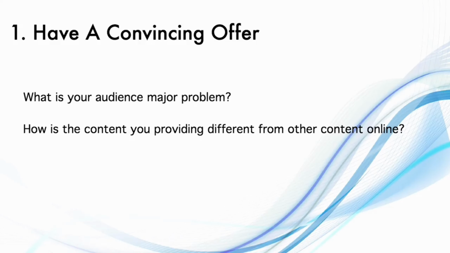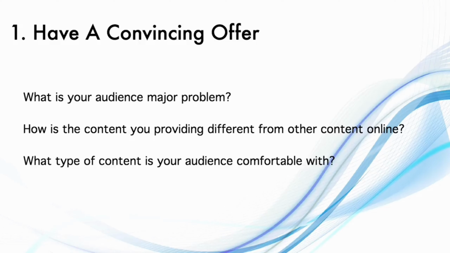How is the content you're providing different from other content online? If you are providing content which is the same as anyone else's, then there is no point for a user to enter his name and email and access that content. Number three is, what type of content is your audience comfortable with? Is it PDFs, videos, checklists, plain text, or content in the email itself? Once you have answers to these three questions, you can develop a convincing offer.